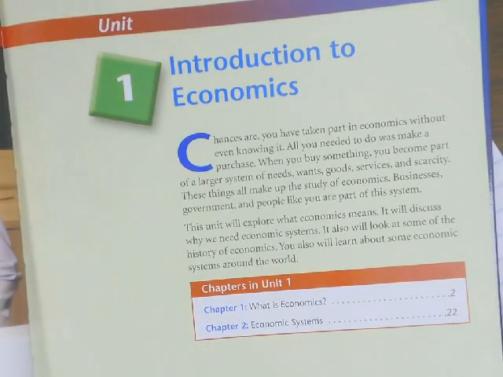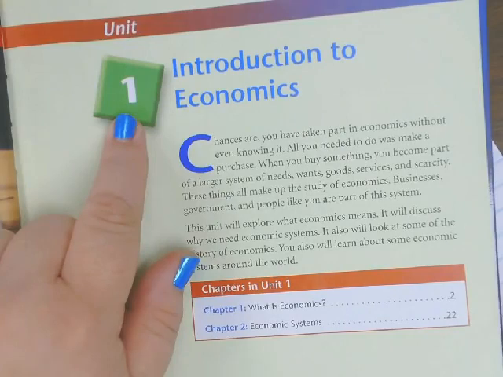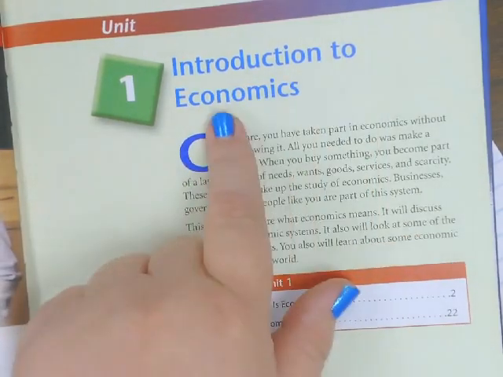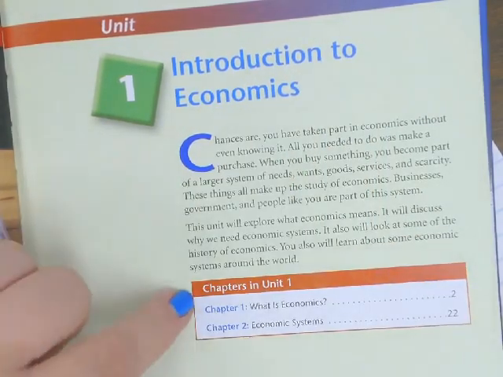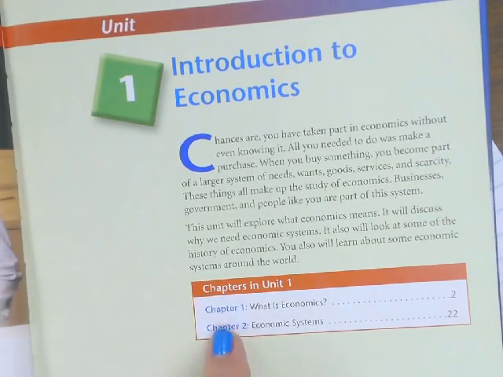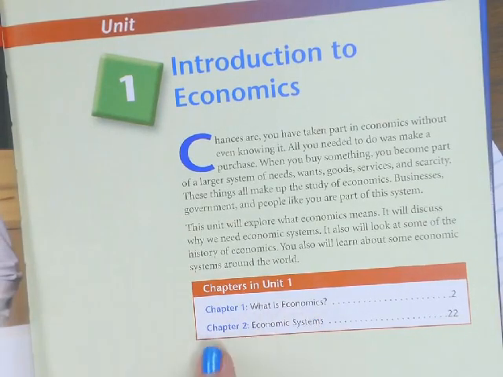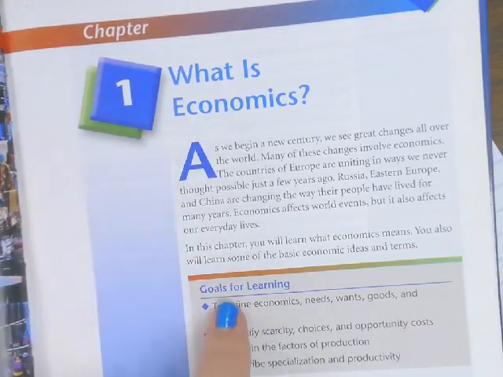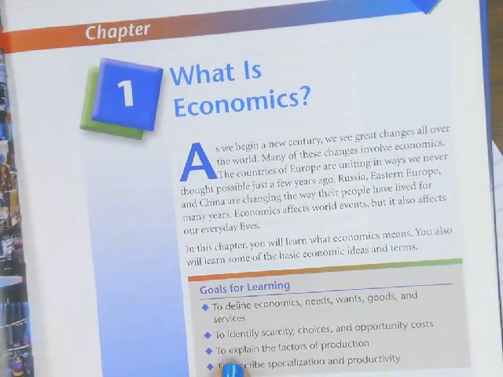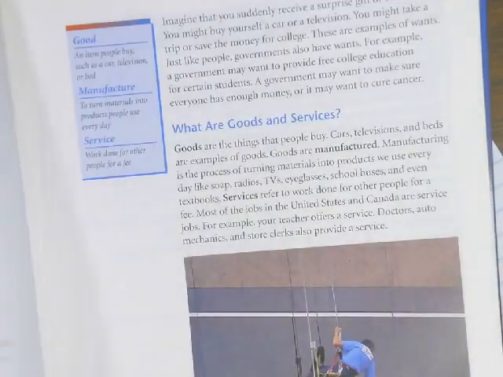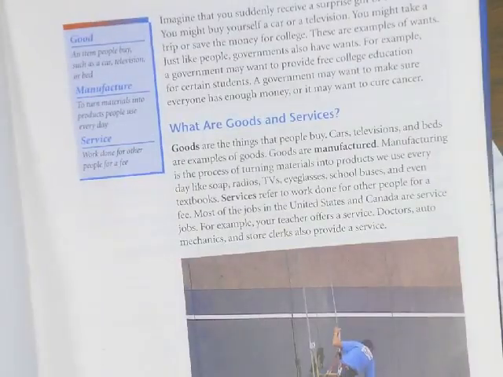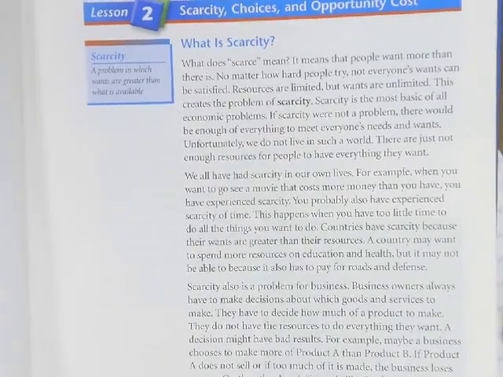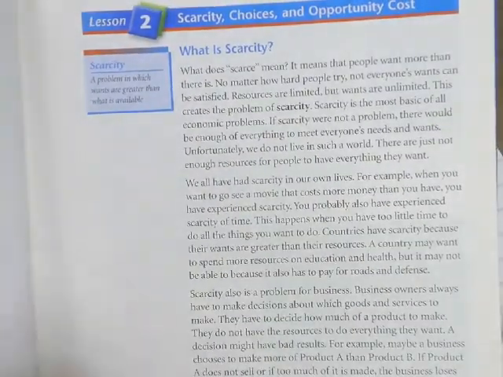You can do this. So, Unit 1 is the Introduction to Economics. And Unit 1 has Chapter 1, what is economics? And Chapter 2, economic systems. And then, like we said, each chapter has goals for learning. And then at the end it has vocabulary. And then at the end of the chapter, or the end of the lesson, there's a lesson review.